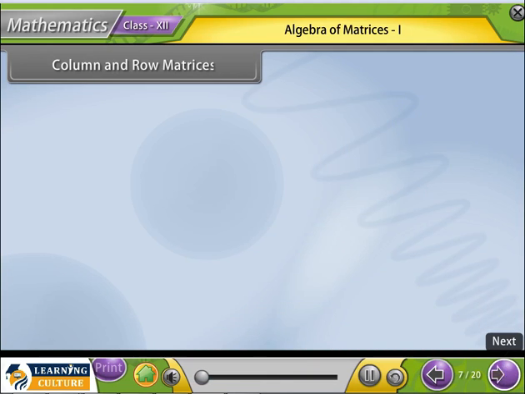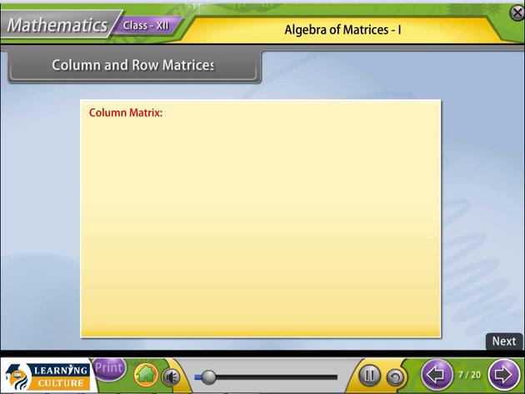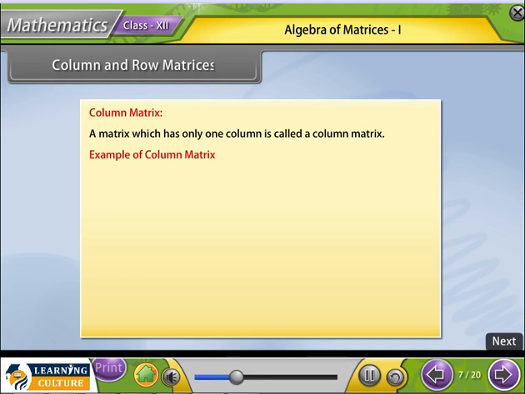Column and row matrices. Column matrix. A matrix which has only one column is called a column matrix. Example of column matrix: A is equal to column-wise 21, 17, 9. This matrix has 3 rows but only one column, so it is a column matrix. Its order is 3 by 1.